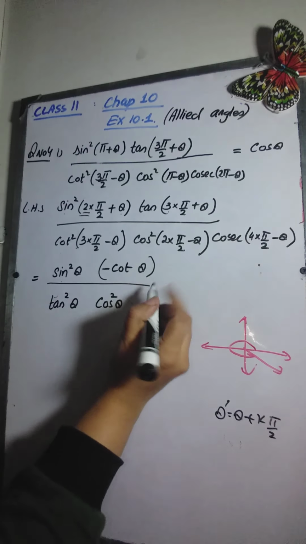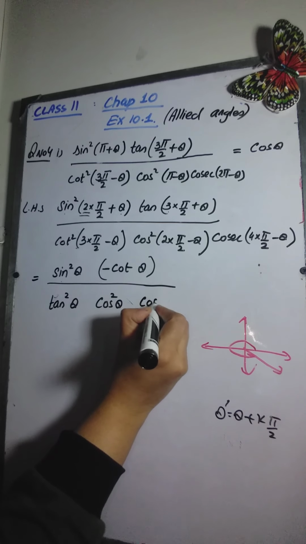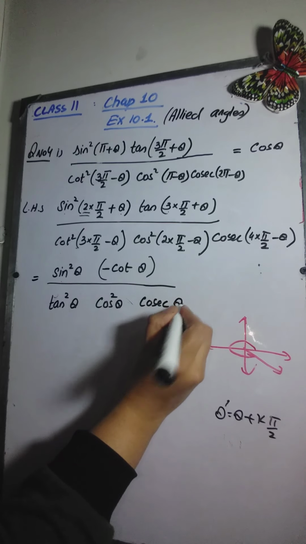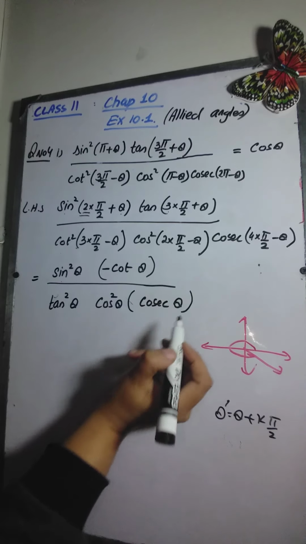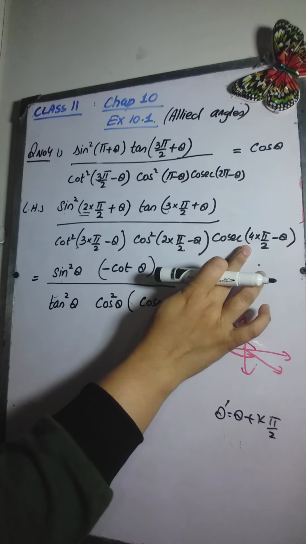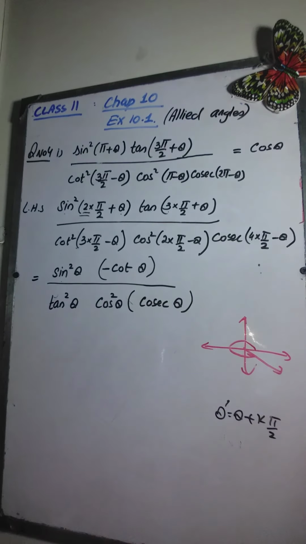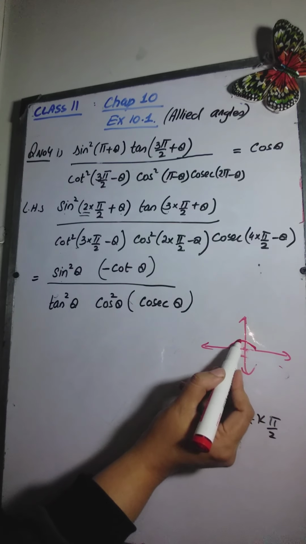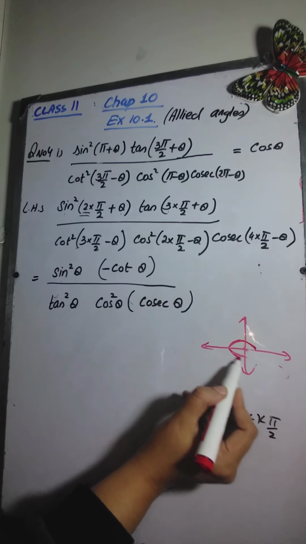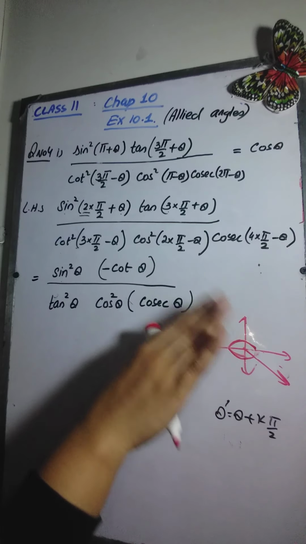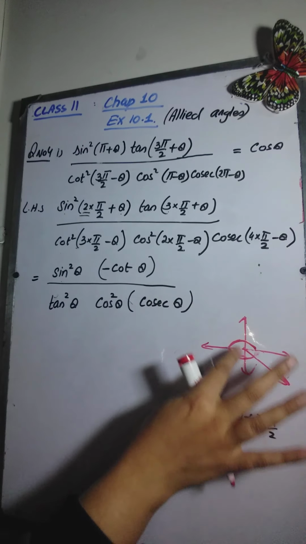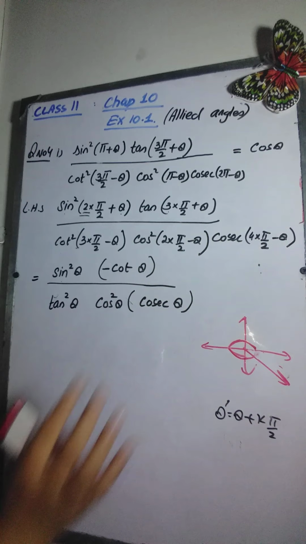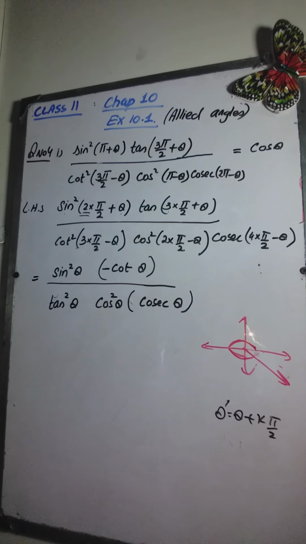Over here we have an even multiple, so cosecant will remain cosecant. To decide the sign of this angle, 4 times pi by 2 minus theta means 4 times pi by 2 will be 1, 2, 3, 4 times, and minus theta means you will be in the fourth quadrant, because you are subtracting theta from 4 times pi by 2, and it is an acute angle. So you are going to be in the fourth quadrant where cosecant is always negative, so you are going to put a negative sign over here.